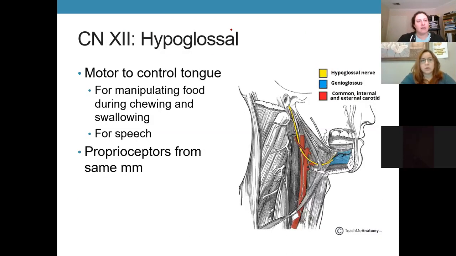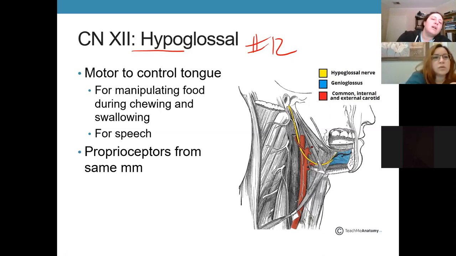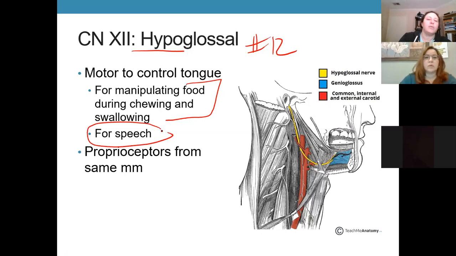So then finally, we have 12. Cranial nerve 12 is the hypoglossal. Remember, glossa refers to the tongue, and hypo means under. This is what controls all the muscles of the tongue. So it's motor for tongue control, which means that when we're chewing and swallowing food and your tongue is doing things, it controls that. It's also how we move our tongue when we're talking. So, tongue muscles.